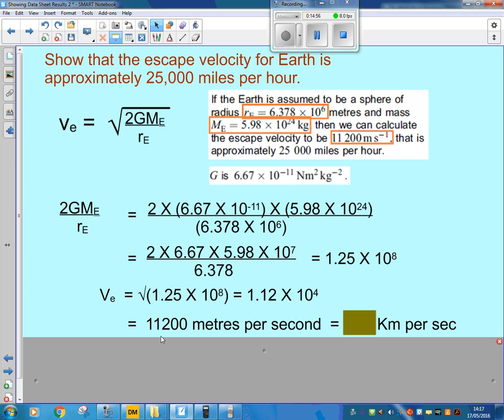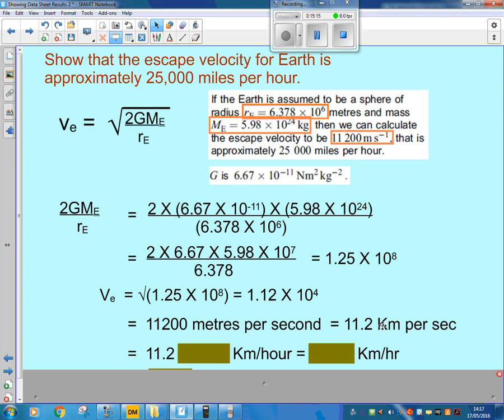112, and then 2 more noughts. So it's 11,200 meters per second. Let's turn it into kilometers per second. Well, there are 1,000 meters in a kilometer, so I divide by 1,000, and I will get 11.2 kilometers every second. So it's quite fast.